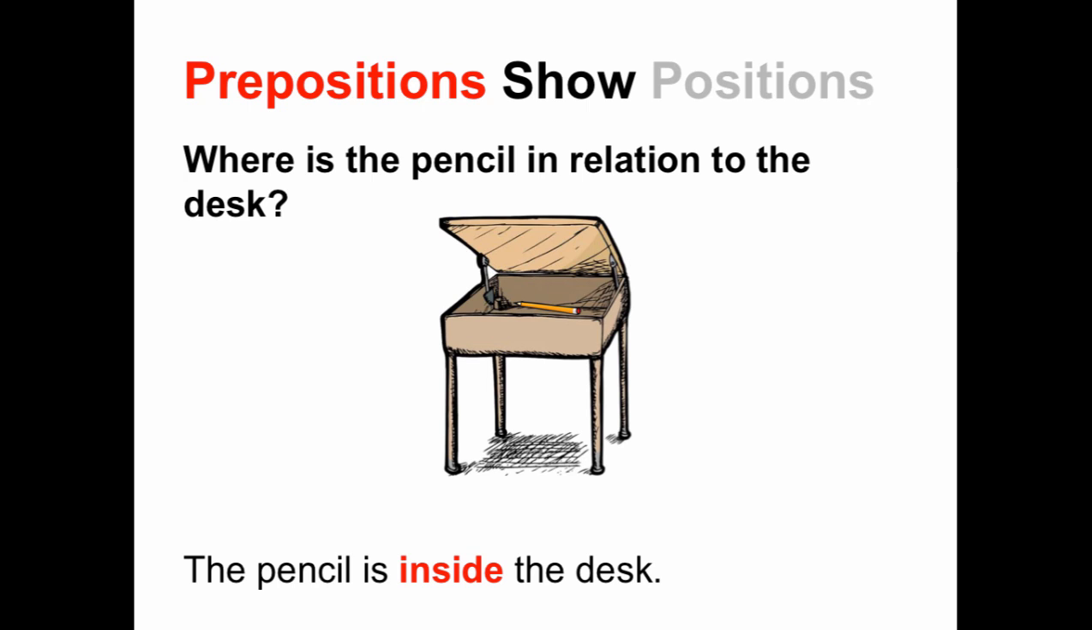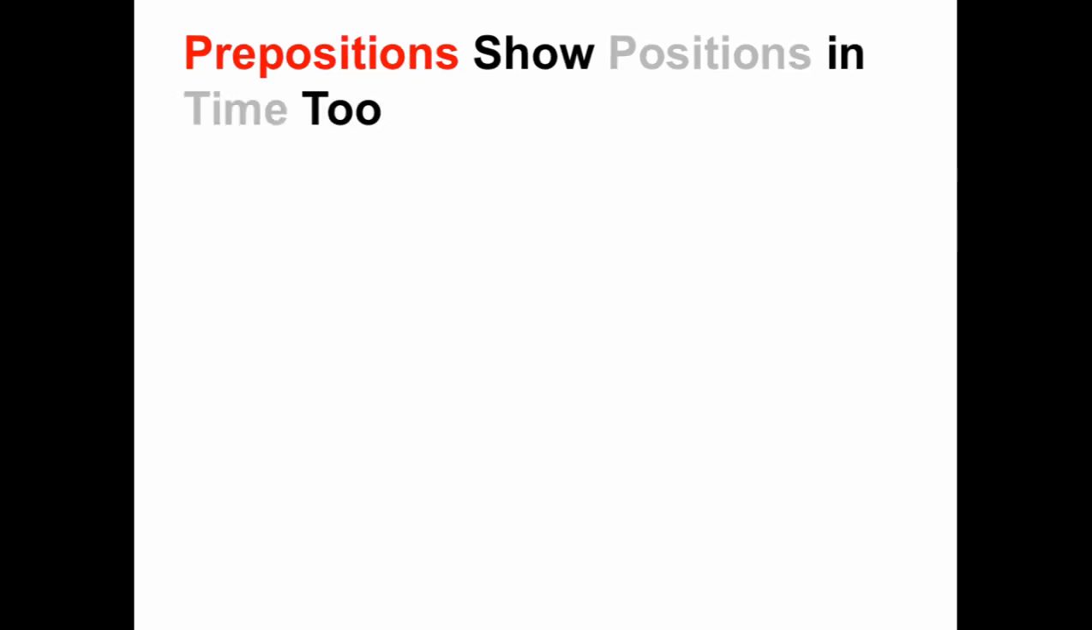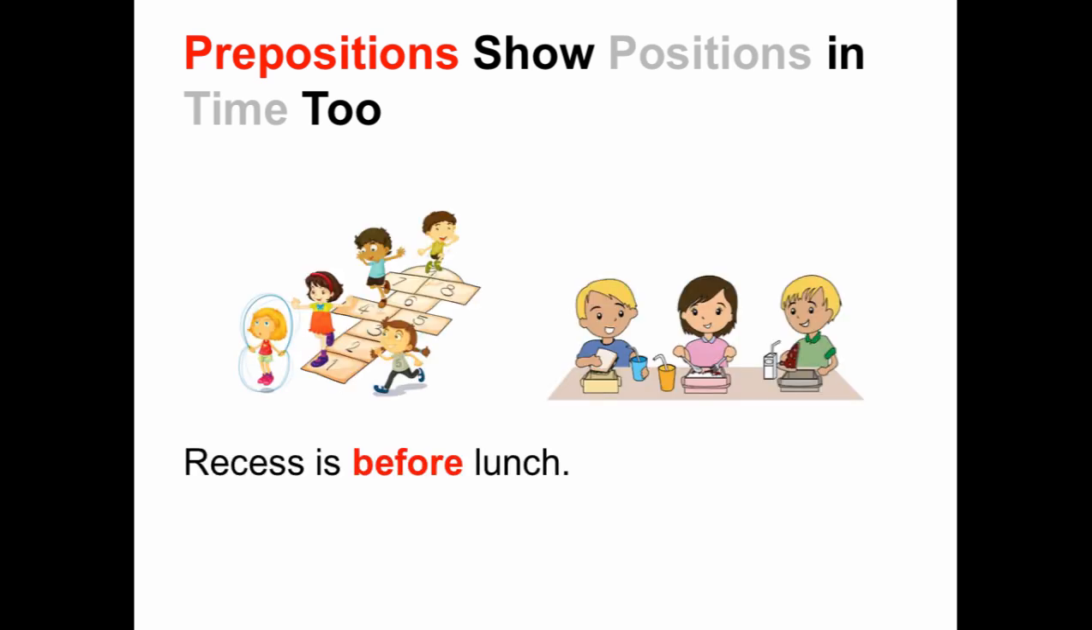Prepositions don't just show positions in physical space. Prepositions also show positions in time. For example, recess is before lunch. We have two nouns in this sentence, recess and lunch. The preposition before shows how they are related in time. In this case, recess comes before lunch.